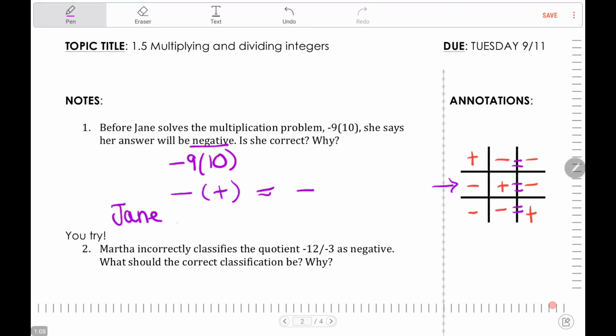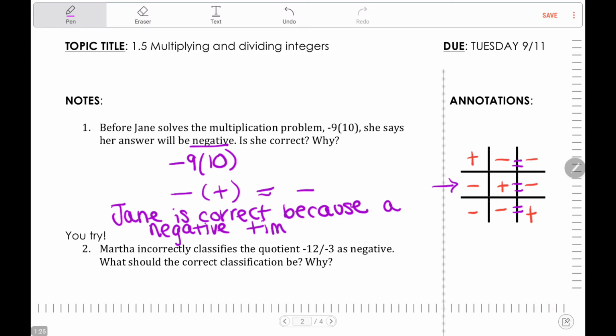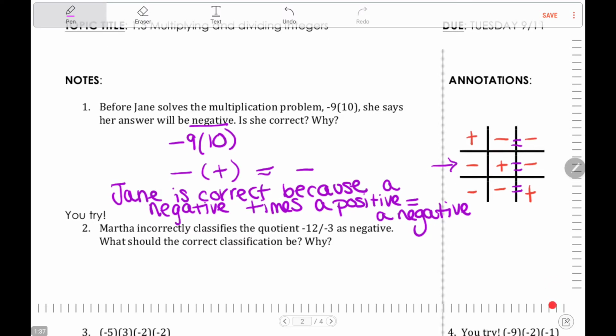Jane is correct because a negative times a positive equals a negative. Good, go ahead and try number 2.